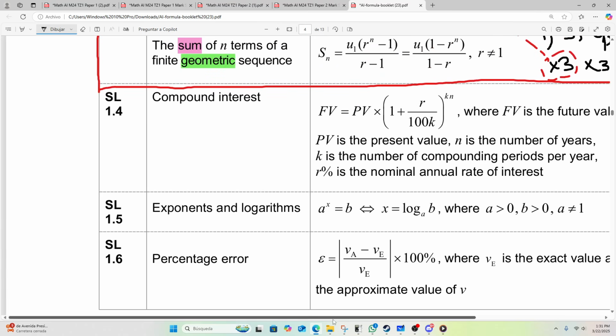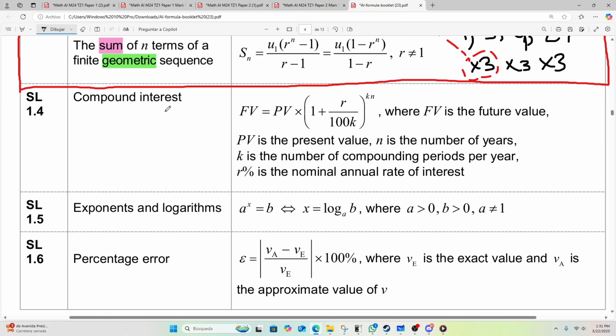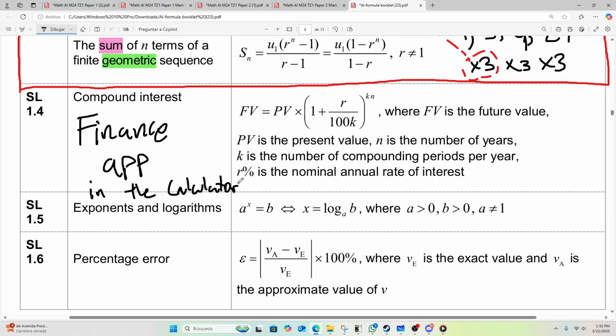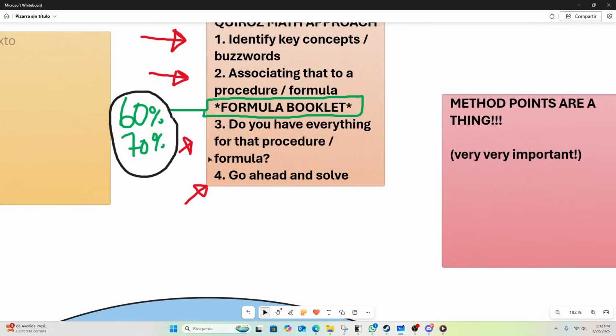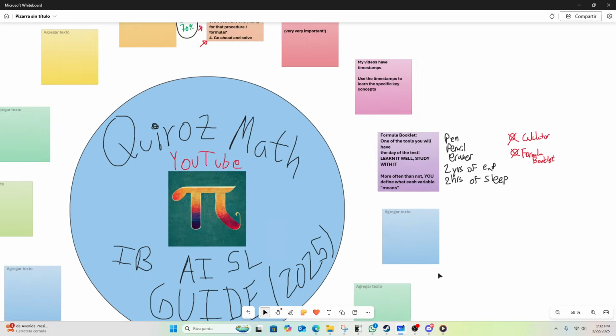Here we have compound interest, okay? Compound interest is, you look at it and you should immediately be thinking that it's something about finance and stuff, okay? Now, compound interest, in my experience, has a lot more to do with the finance app in the calculator. And so what can I say here? And this is the main tip that I'm going to give you. I'm actually going to write it over here, okay?